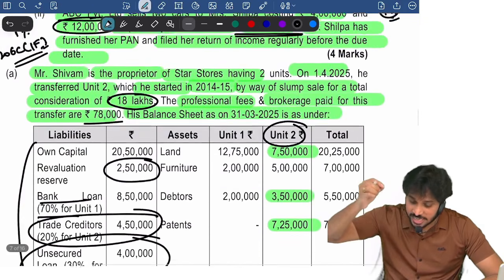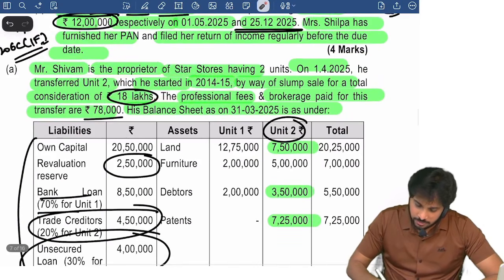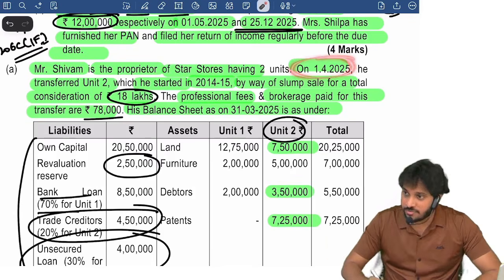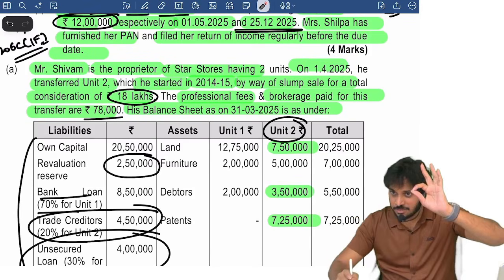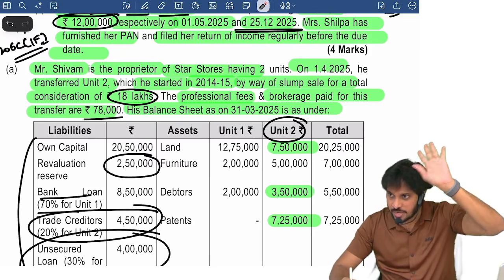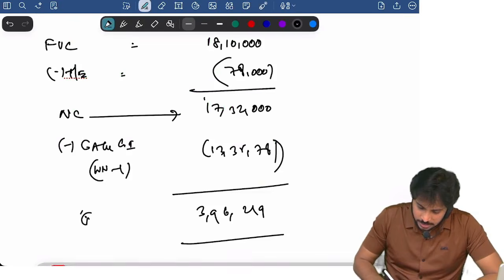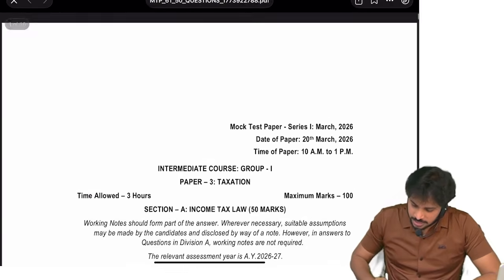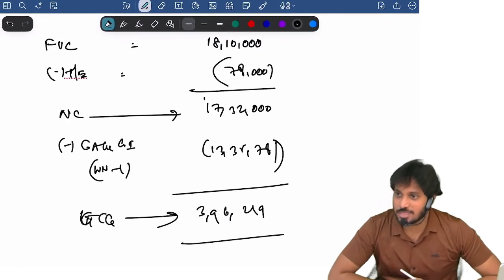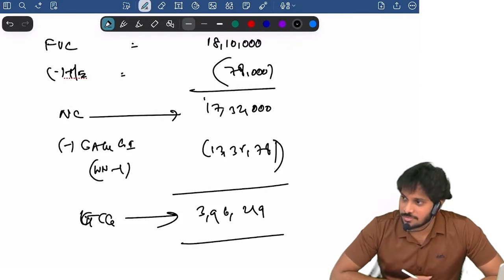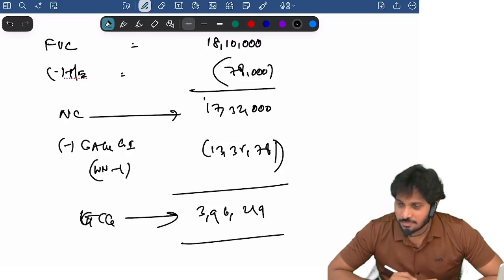When the undertaking was started, unit 2, 14-15 it started and we sold it on 1st April 2025. The gap is more than 36 months. For slump sale it is 36 months criteria, not 24, not 12, 36. Therefore it's a long term capital gain. That's it. Check the answer. Matching? Yes or no? Able to understand how to solve? That's it. Next.